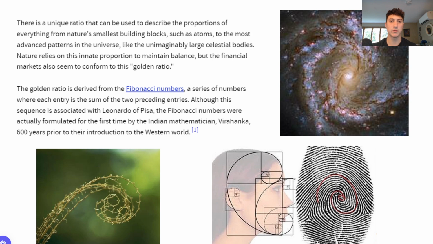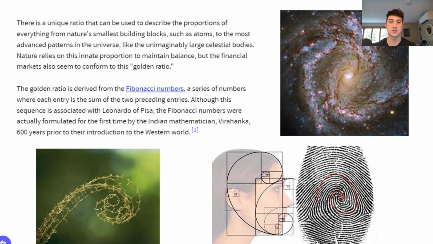This is a unique ratio that can be used to describe the proportions of everything from nature's smallest building blocks, such as atoms, to the most advanced patterns in the universe, right? So you can read more about it here. But this is essentially derived from the Fibonacci numbers, which is a series of numbers where each entry is the sum of the two preceding entries. All right, so this is used in a lot of mathematics. You see it in the universe, you see it in nature, you see it in plants, you see it in our thumbprints, you see it in galaxies. You actually see it even with the structure of our face.